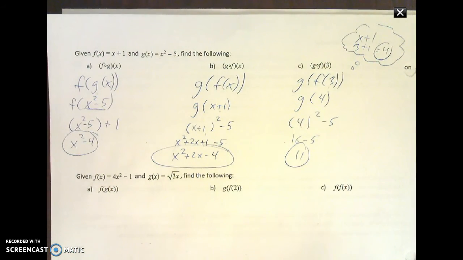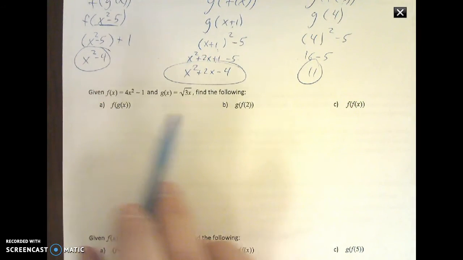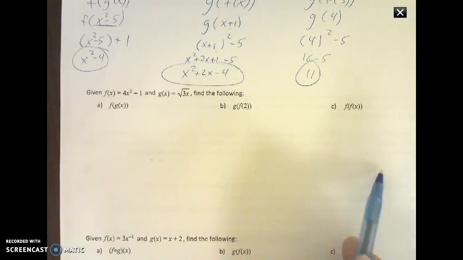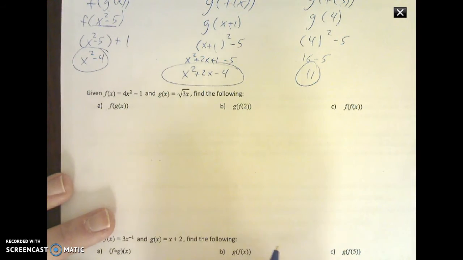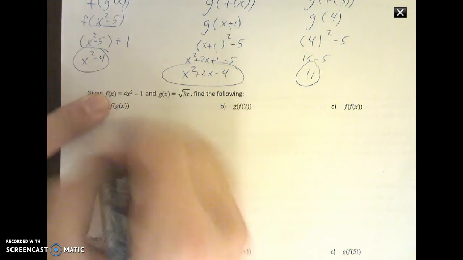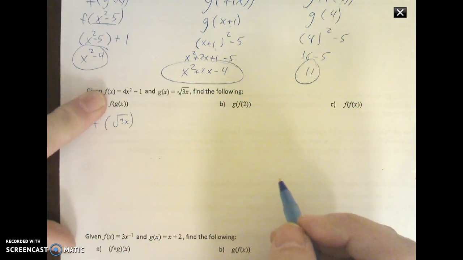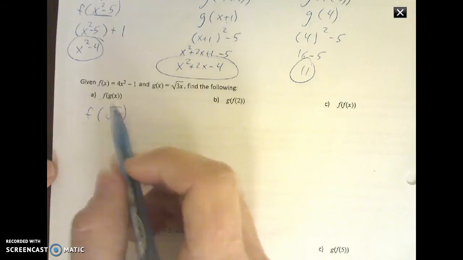Here we go. Okay. So practice is key with this. Let's continue to move on. F of x equals blah, blah, blah. G of x, blah, blah, blah, blah. Okay, here we go. F of g of x. So I'm working inside out. G of x on the inside, square root 3x. Now, look at my f.